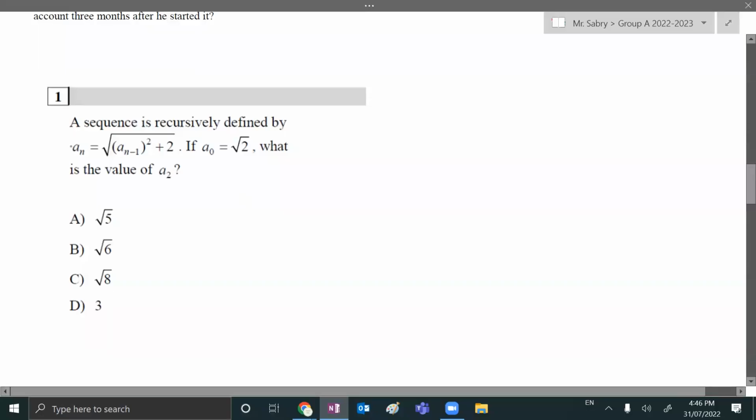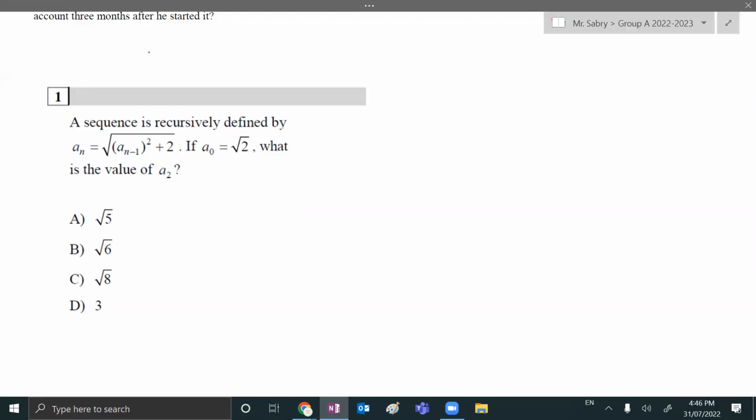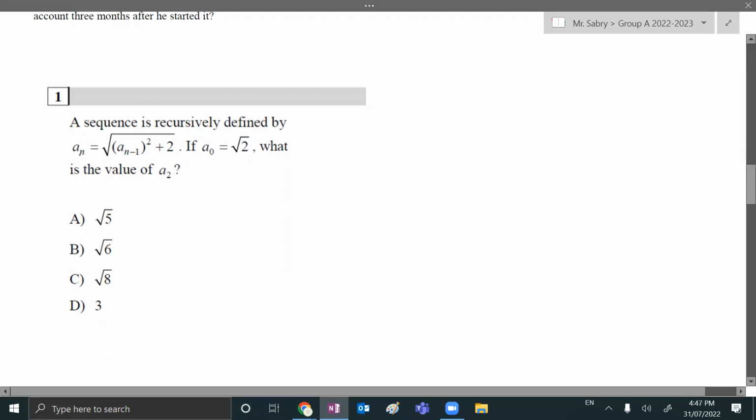You're given already the rule for the sequence: a_n equals root of (a_(n-1))^2 + 2, and you're given a0 equals root 2. What's the value of a2? I'll go through them step by step. If I need a2, I should put n with 2. So a2 is supposed to be equal to root of (a2-1, which means a1) to the power of 2 plus 2. Apparently I don't have a1, so I'll need to find a1 first.